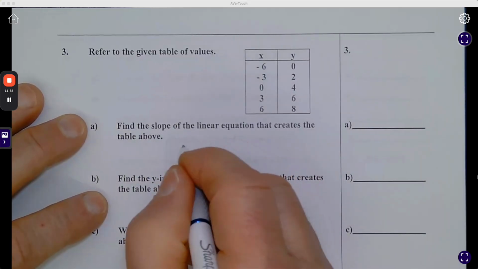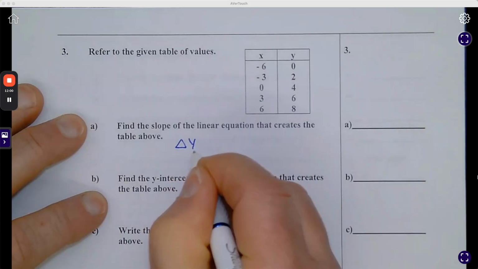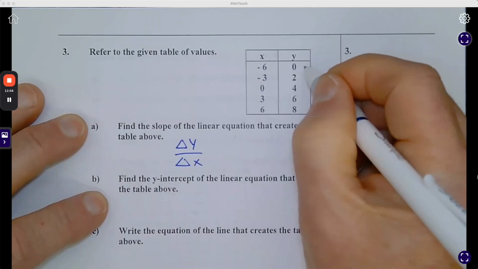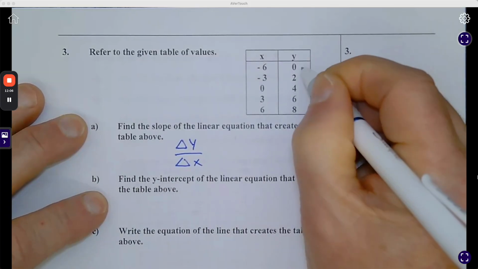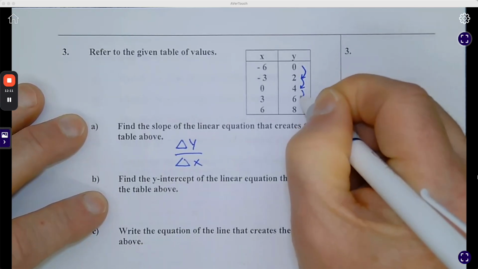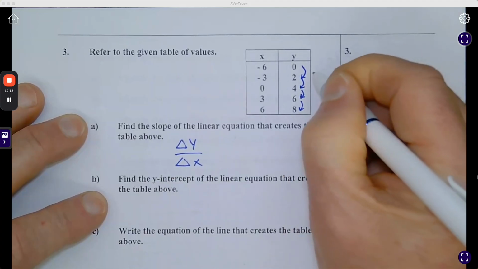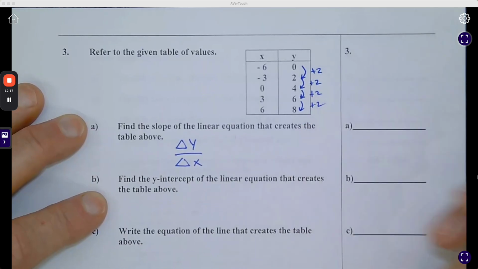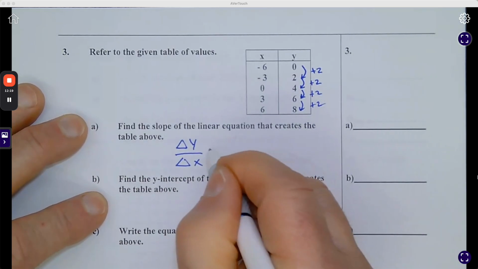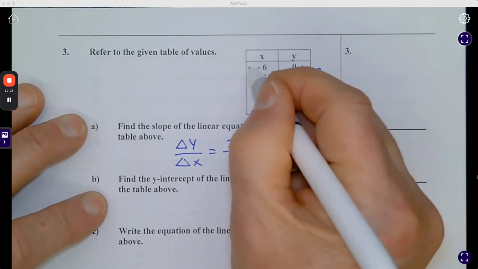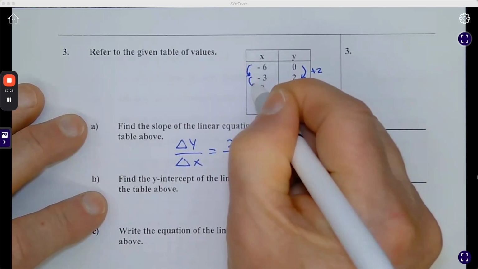Okay, to find the slope, I do my change in y over my change in x. So change means how is the movement, right? What is the movement like? So notice from here to there, to there, to there, it's always the same. You add 2, add 2, add 2, add 2. So my change in y is 2.